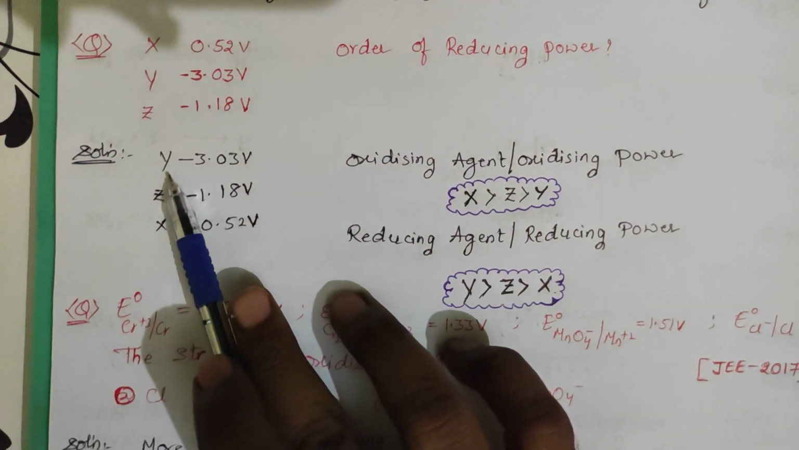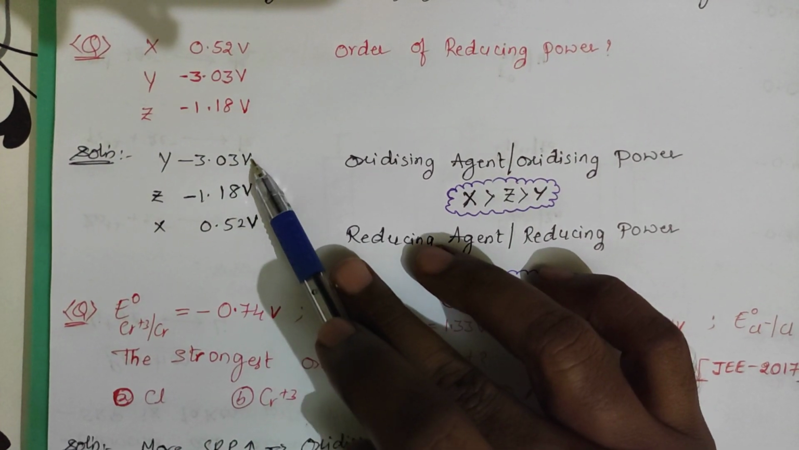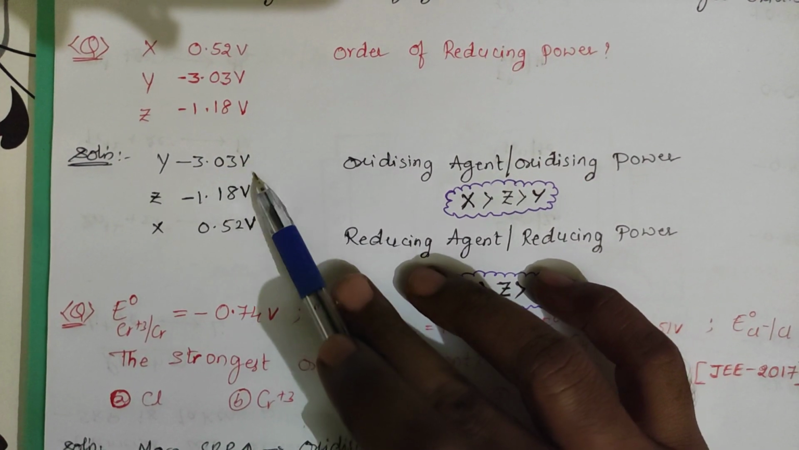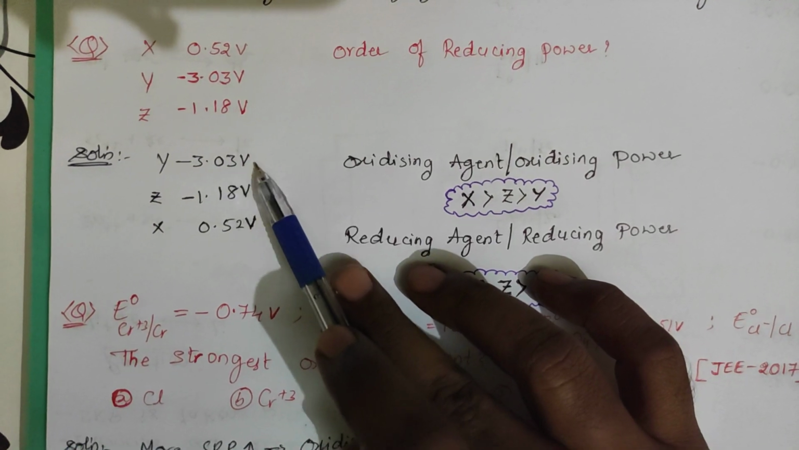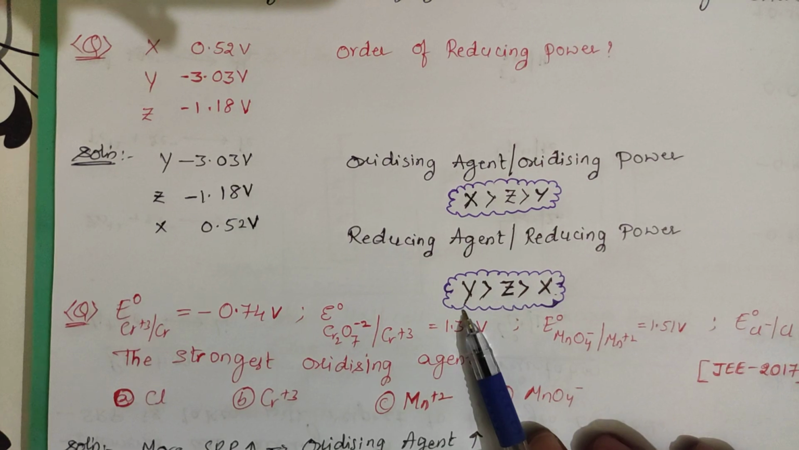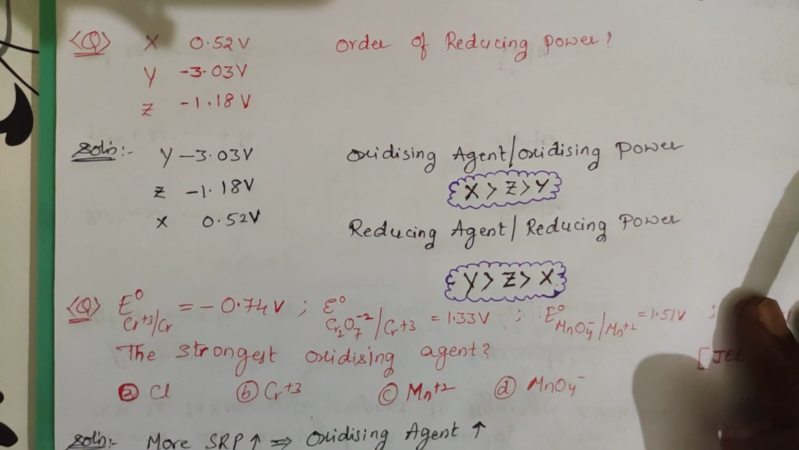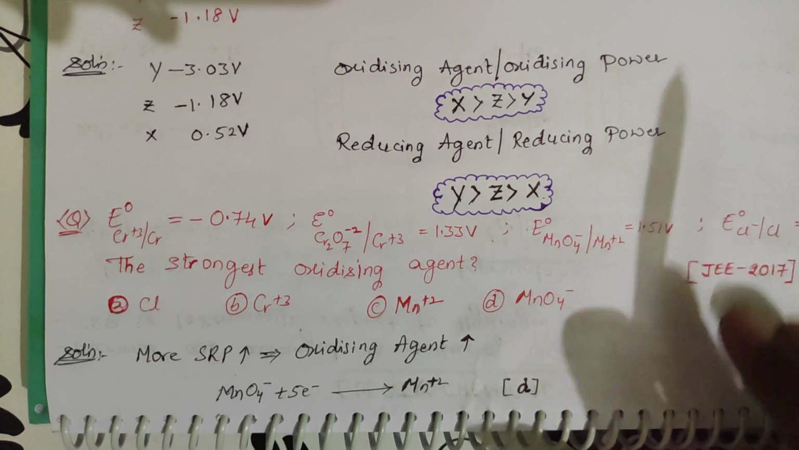So what happens? The one having the higher value undergoes reduction. If I compare Y as well as Z, Z will undergo reduction and Y will undergo oxidation. Since Y is undergoing oxidation, it is a very good reducing agent. So Y is a very good reducing agent compared to Z, and Z is a very good reducing agent compared to X. Right.